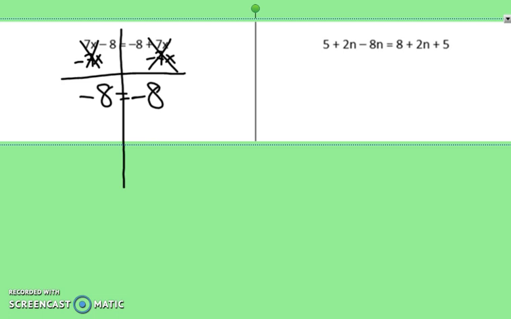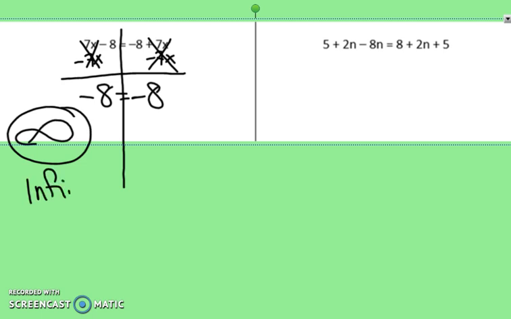So again, the variables are gone. We need to ask ourselves, does -8 ever equal -8? They will always equal each other. So this means there is infinitely many solutions. No matter what number we plug into that equation, it will work every single time because -8 always equals -8.